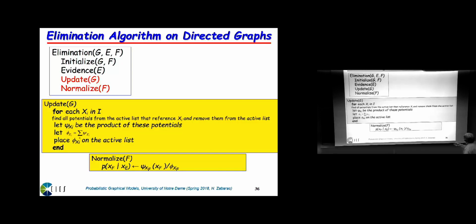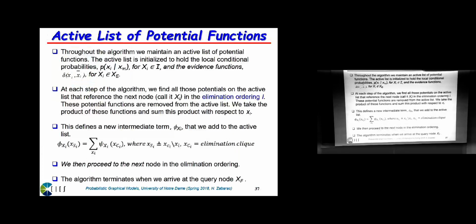And then, of course, when you finish and you have reached your query nodes, these are the potentials that only refer to the query nodes. Obviously, you have to normalize those, and then you're done. So you are going that way. You're going to compute the conditional distribution of xf given xc.